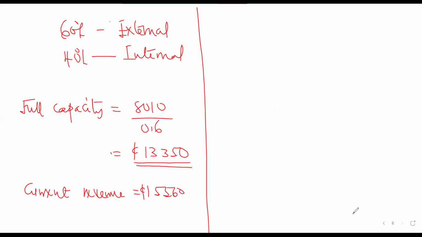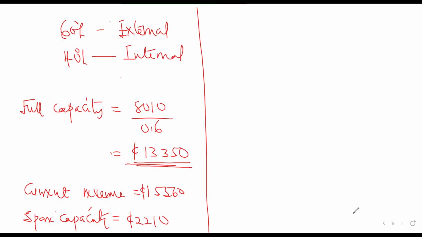So let's come to spare capacity. If we want to focus on only the external people, the total revenue will be 13,350. But the total revenue that we are currently getting using the full capacity is this one, so you just find the difference. That will be 2,210. Where are we going to be generating this 2,210 from? Internally, isn't it?